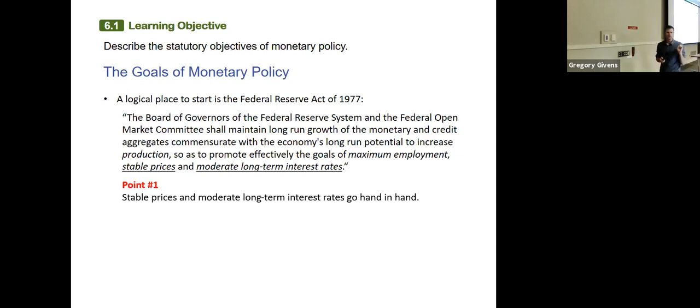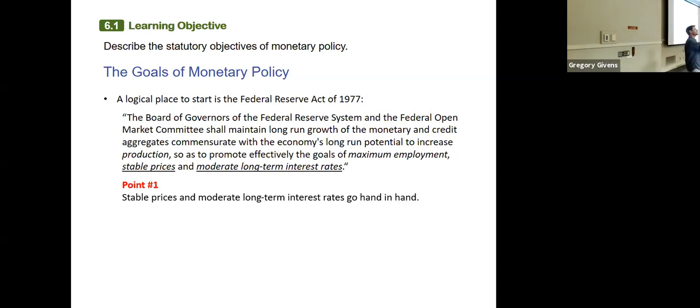Okay, the first point I want you guys to look at with regards to the actual legislation is this idea that stable prices and moderate long-term interest rates really go hand in hand. There isn't any inherent conflict or tension between these two particular goals. So even though both of them are stated in the legislation, if a Fed was able to obtain stable prices in the long run, it's probably also going to be able to obtain moderate long-term interest rates. Now, why does this make sense?